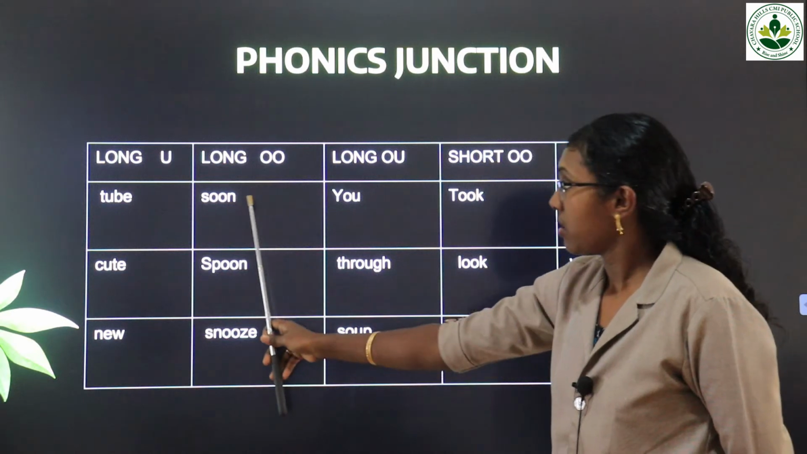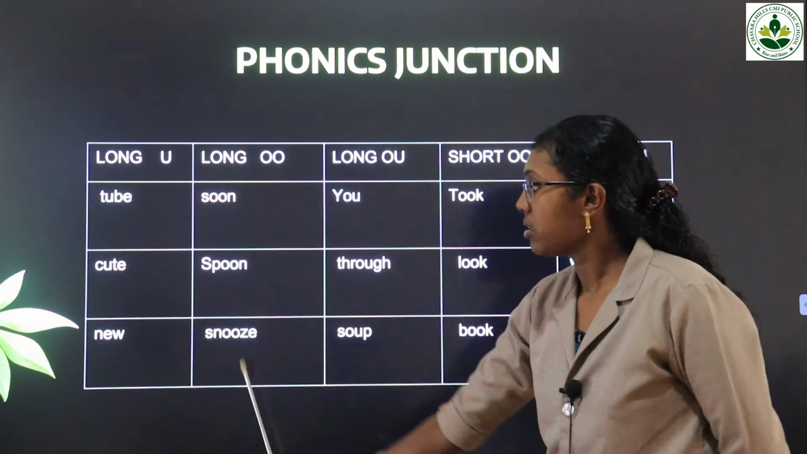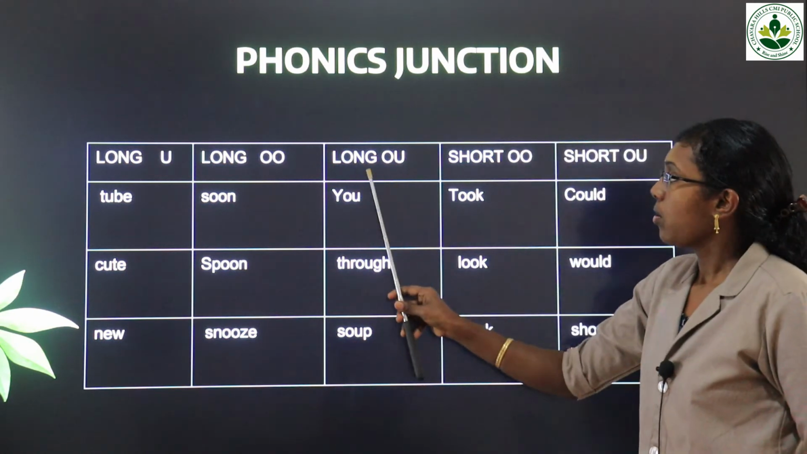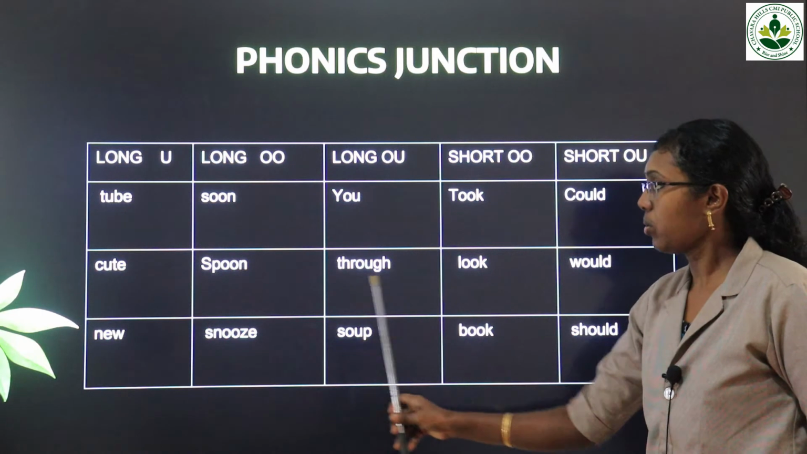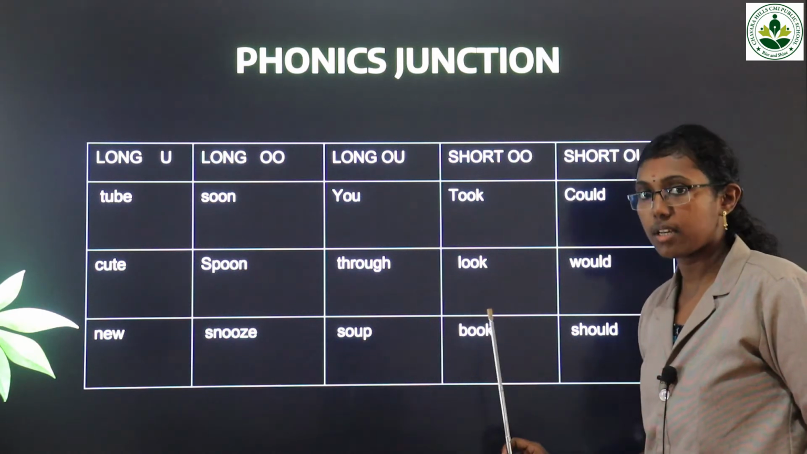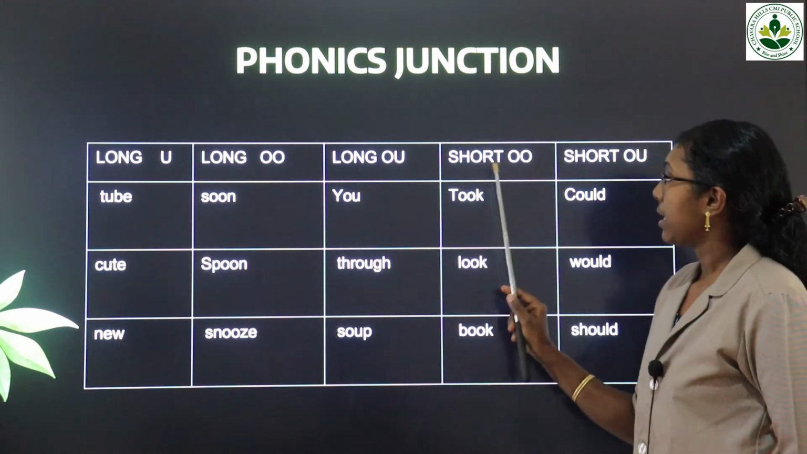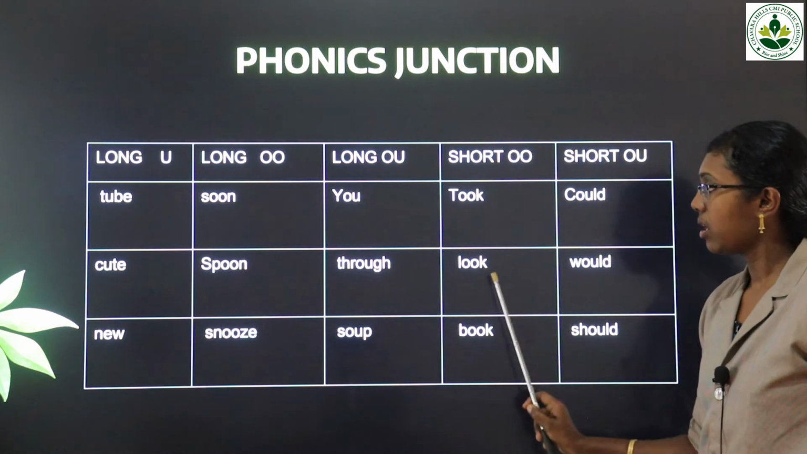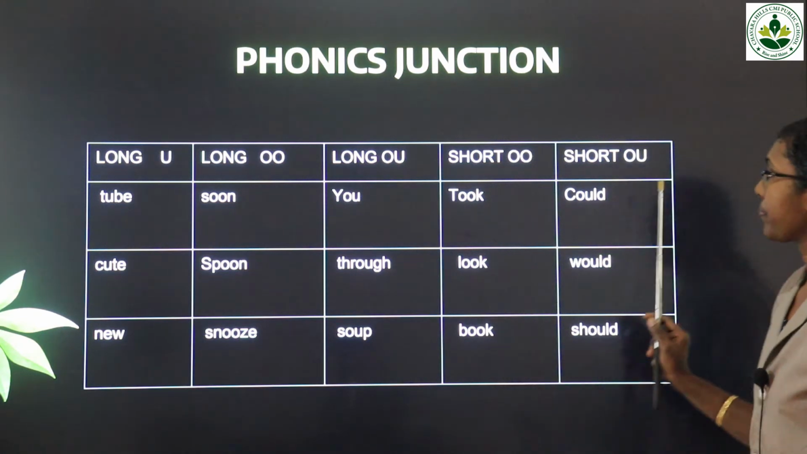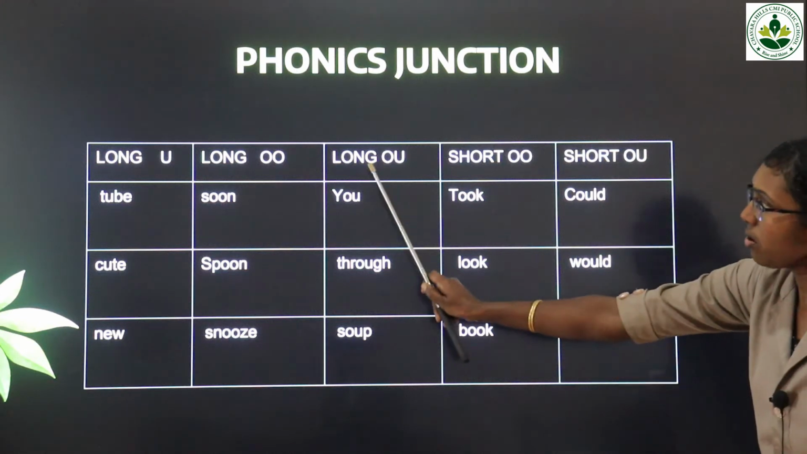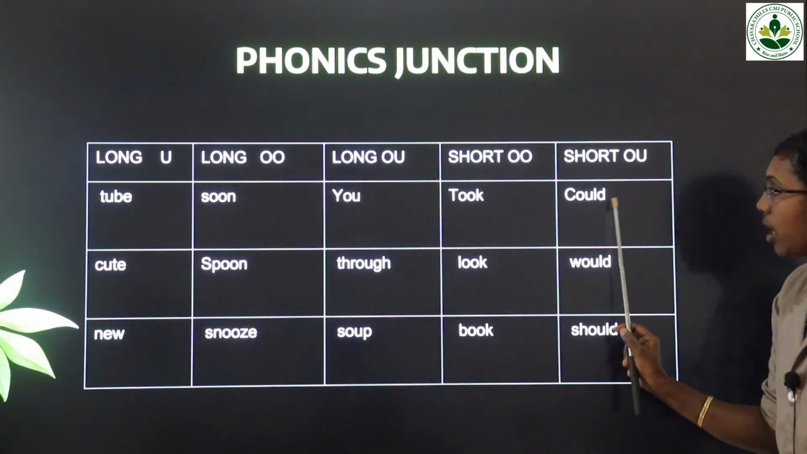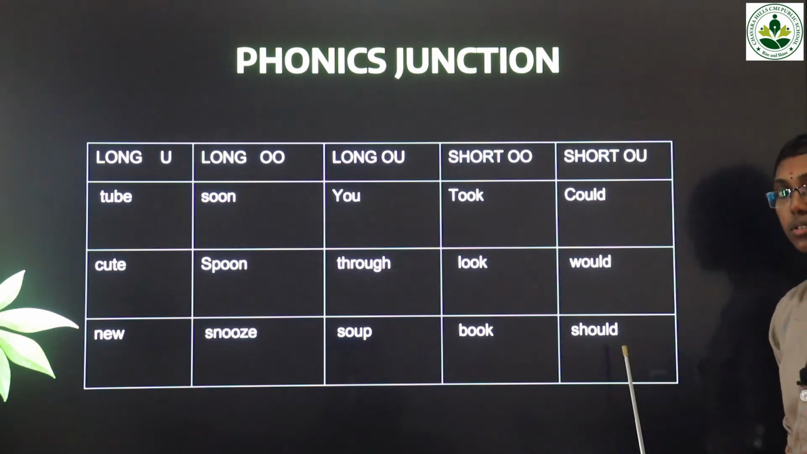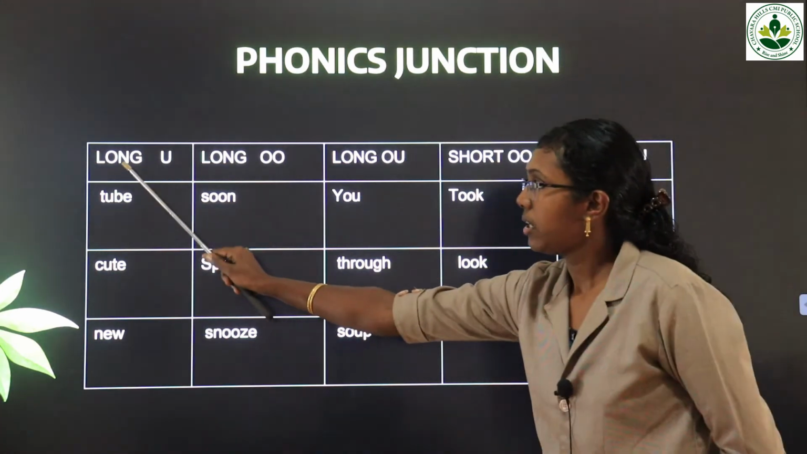Next is the O sound. Then spoon, soon, snooze, O is there in between. Then long O: through, so. O sound. Then short O. Double O is there, but how to read it? Short. Took, look, book. Short O. Last one, short O: could, would, should. It is not long, it is short. So you have to read according to what is written above.